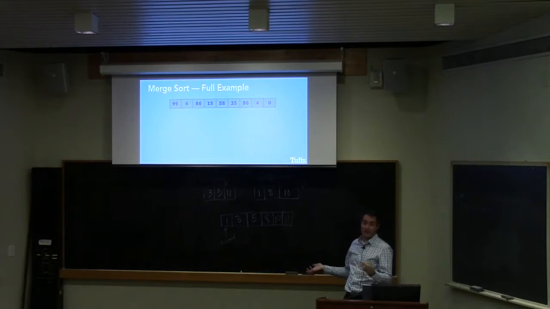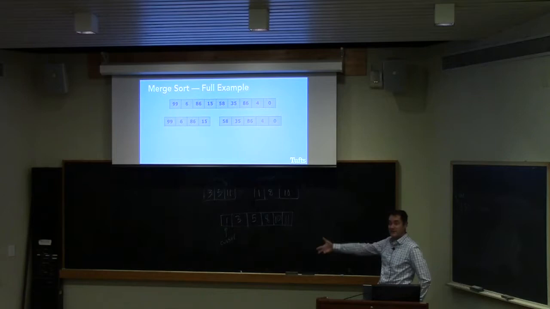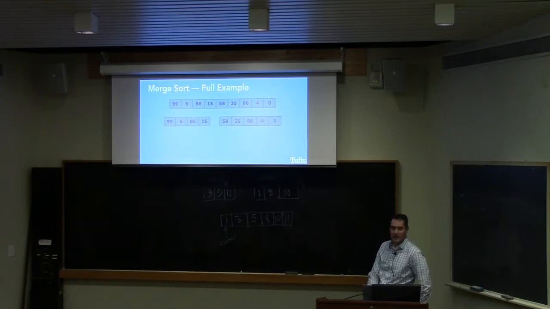Let's just make it like that. You're just going to divide it in 2, and this happens recursively. In other words, you have a function that basically splits things recursively. You call it on half the list, then call it on the other half of the list. The one on the left gets broken into 2 and 2. The one on the right gets broken into 2 and 3.